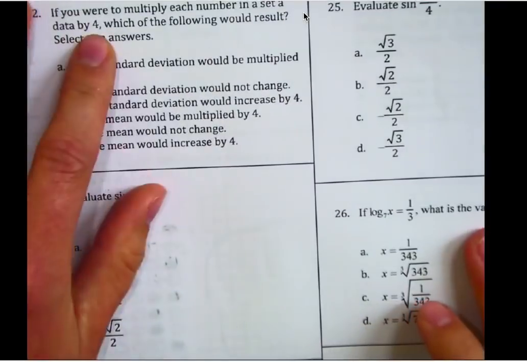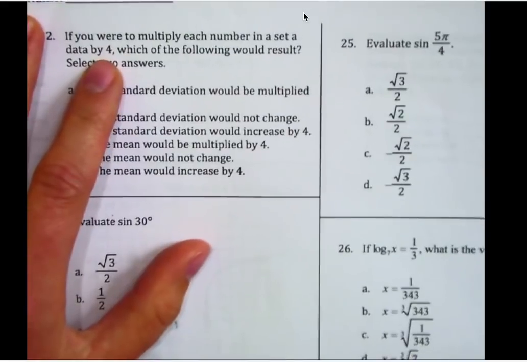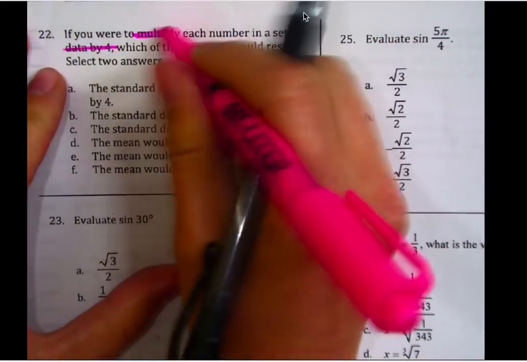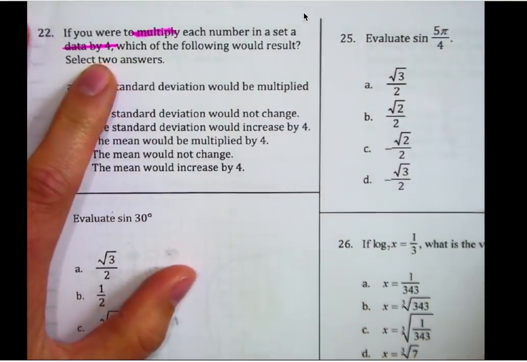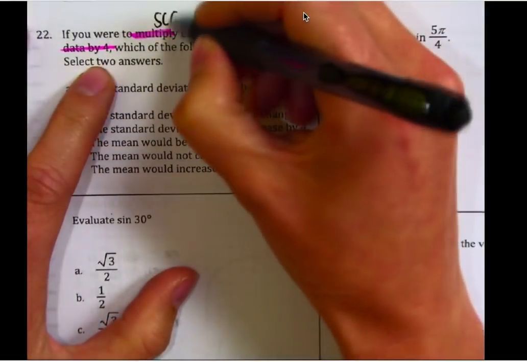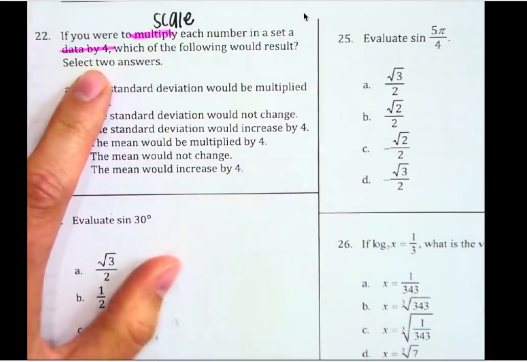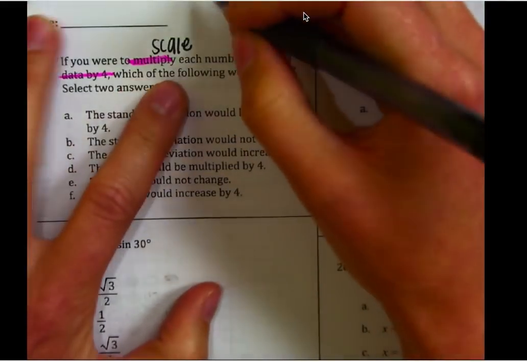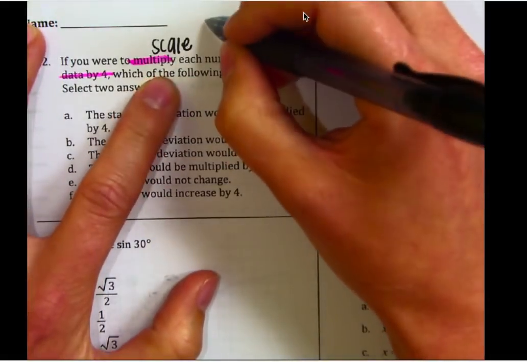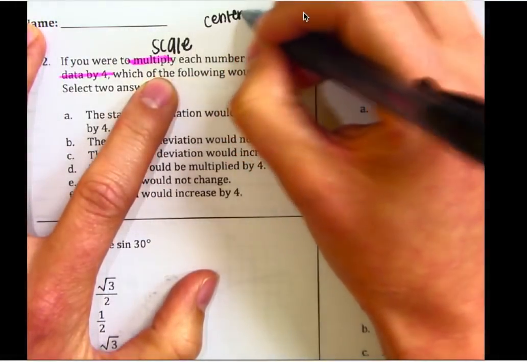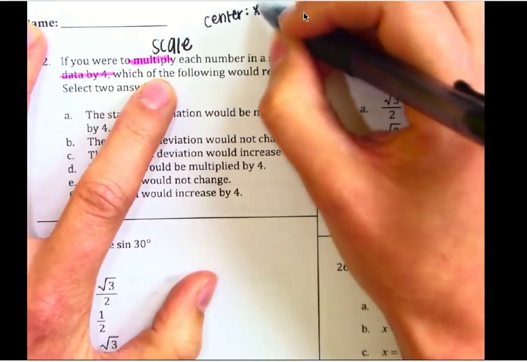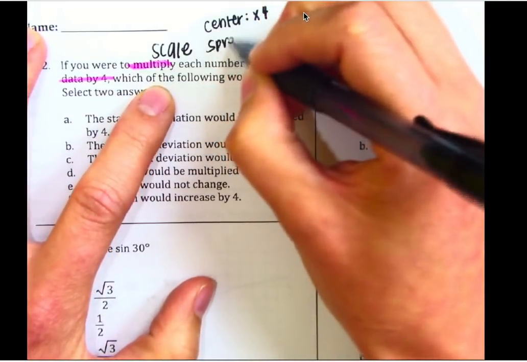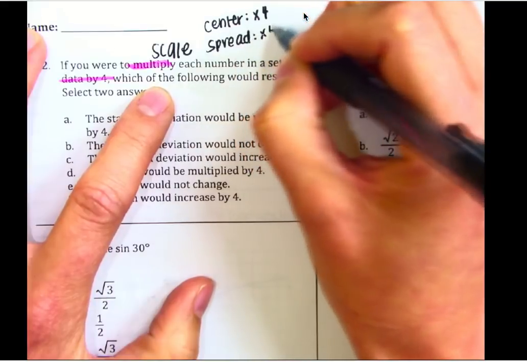Okay, now we're talking about multiplying each number in a data set by 4. So we're multiplying everything by 4, and that is what we call scaling. So what's going to happen when you scale? I'm going to remind you guys that when you scale or multiply by a number, your measures of center will also be multiplied by that number. So in this case, they'll be multiplied by 4. And your measures of spread will also be multiplied by 4.